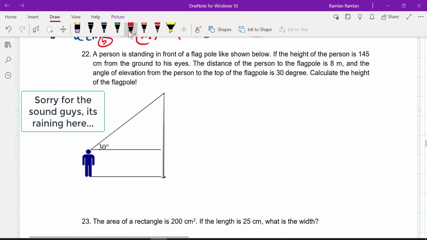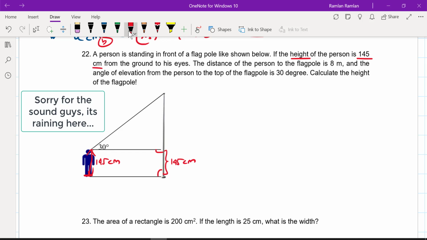So we can see what's happening here. The first thing we need to do is mark which one is which on the image. This 145 is the height of the person, from the ground to his eye. So this is the ground level, and for example this is the eye. The length from here to here is going to be 145 centimeters. That's the first one. We can see that this is a rectangle, so from here to here is also going to be 145 centimeters.